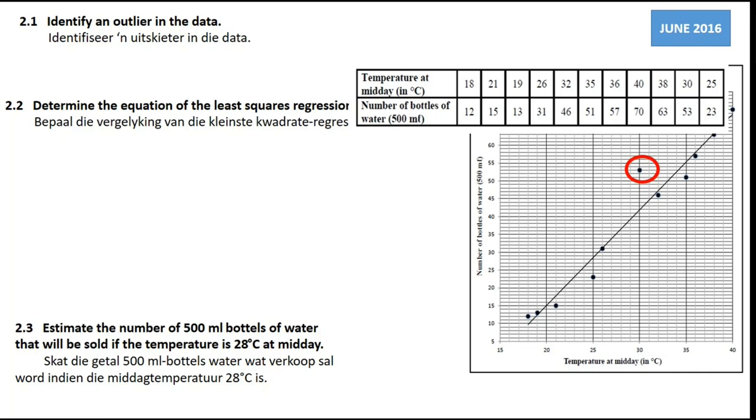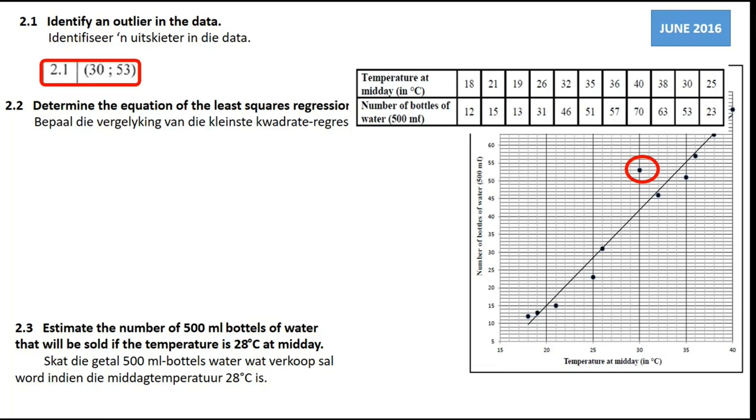So we will have to be able to read that off. You have to be able to see it, the one that's sitting on its own, and then you have to be able to read it off. Are you able to read it off? Of course, the x value first, like we always do, which is 30. That one's easy. Can you see it's on that line? And then the y value is not so easy to see, but in this case, it's 53. So that would be the outlier. That would probably count just one mark.